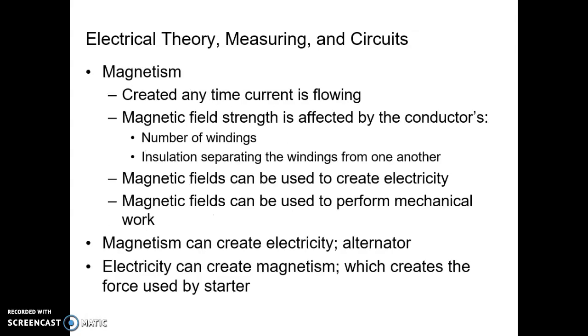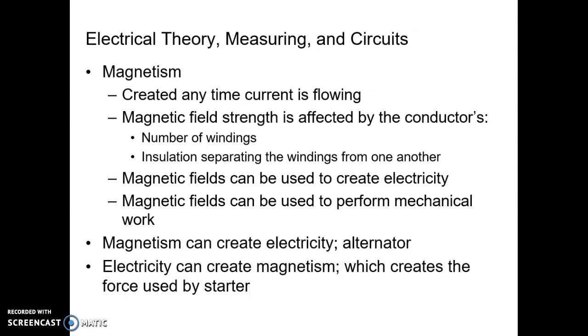An interesting side note I'll point out at this time is that when we talk about electricity, the topic of magnetism also comes up. Magnetism is created anytime an electric current is flowing. Magnetic field strength is affected by the conductor's windings and the separation of the windings from each other. Magnetic fields can be used to create electricity. Magnetic fields can also be used to perform mechanical work.